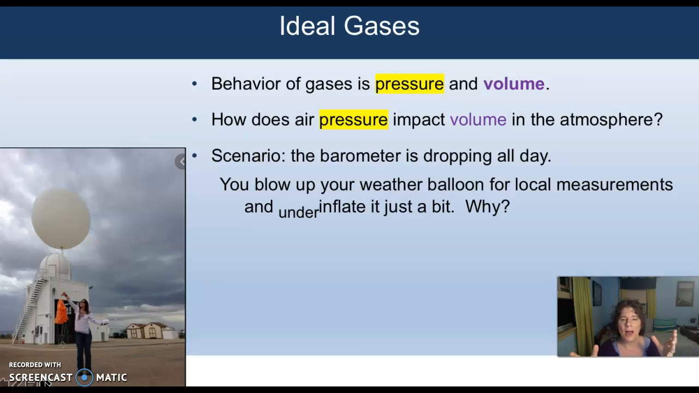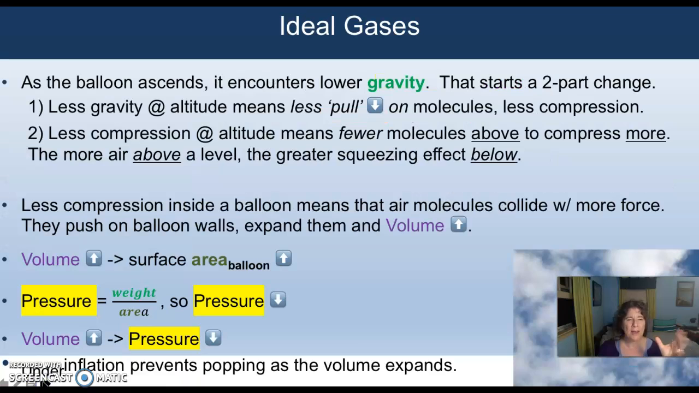Here's a scenario. The barometer is dropping all day long, and you've got to get a weather balloon up in the air for local measurements. You decide to underinflate the balloon just a bit. Why do you do that? You're obviously thinking that it's going to inflate more when it's up in the atmosphere. But let's see why. As that balloon ascends, it encounters lower gravity, and that starts two big changes.